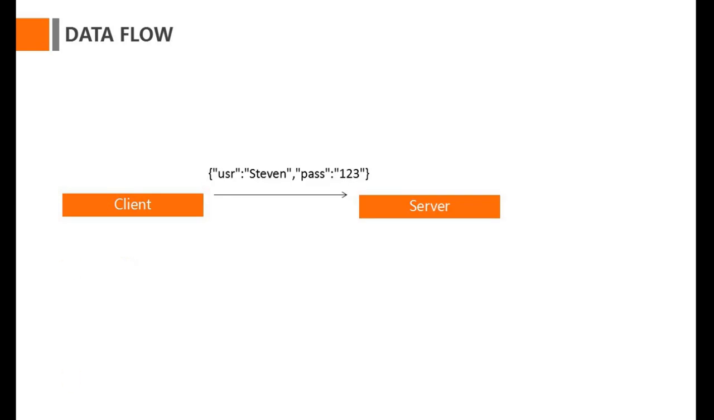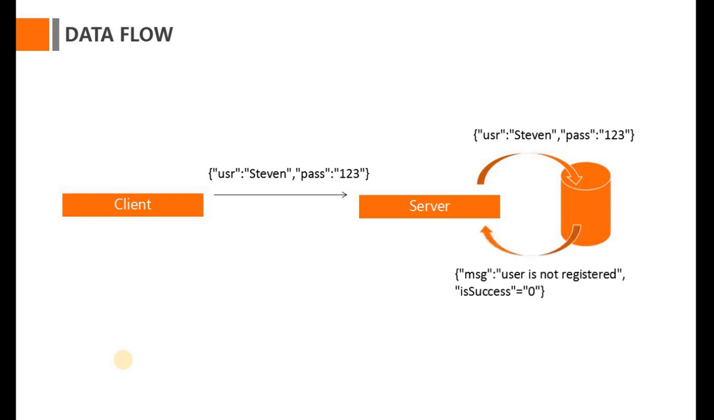I'm going to send in a user, like Steven, with a password like 123, to the server, and from the server I'm going to pass the data to the database and execute a stored procedure in which I take this as an input. In turn, I do some operation and print a message showing whether the user is registered or whether the operation is successful, in JSON format.